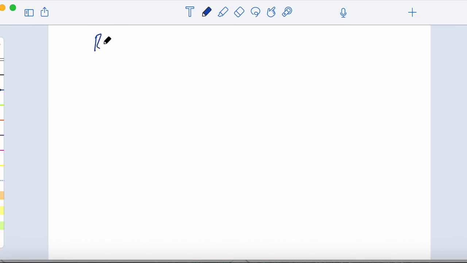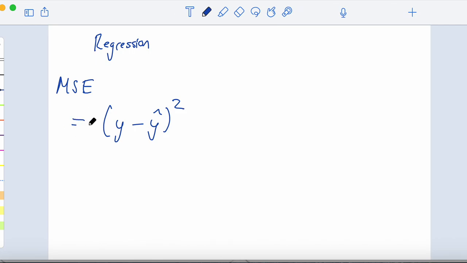So for regression, we did the mean squared error, right? So we did y minus y hat squared. We started with the dice. We said you roll a four-sided dice. You pay me dollars equal to the square of the difference between what you guessed and what it is. That was regression. And today we're doing classification, and it's just the misclassification rate.